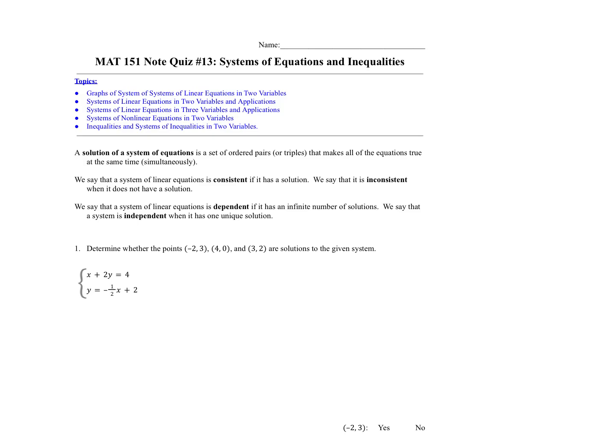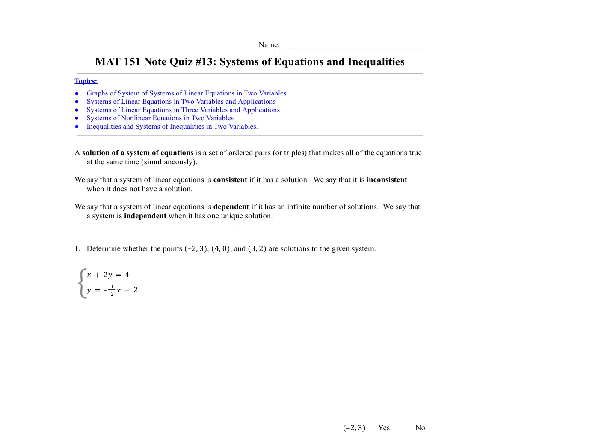Hello and welcome to Note Quiz number 13, which is regarding systems of equations and inequalities. So the idea behind systems is looking at multiple equations at the same time and trying to find solutions that make them all true at the same time. And with that, we have some different terminology to discuss as well.